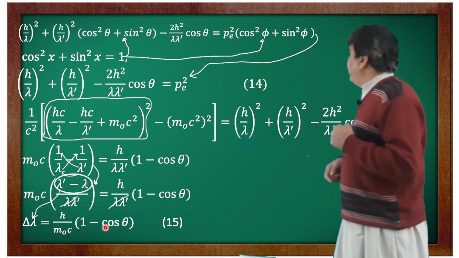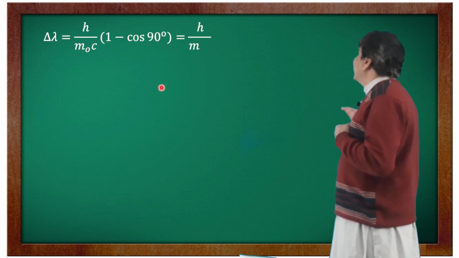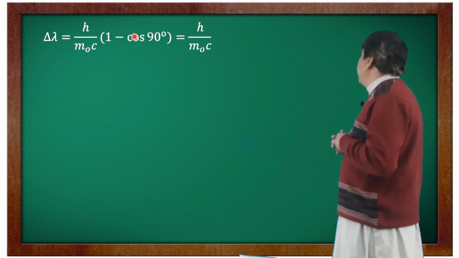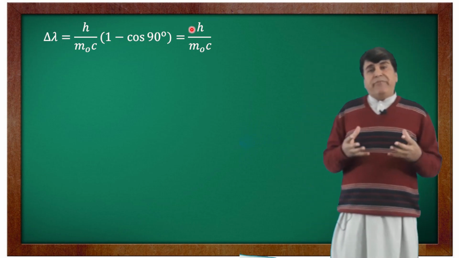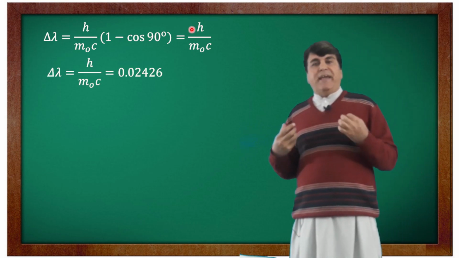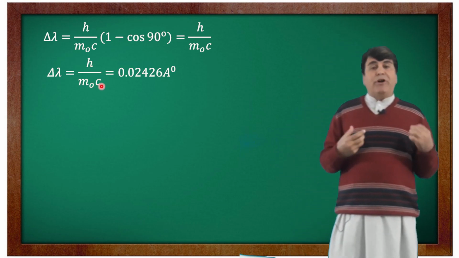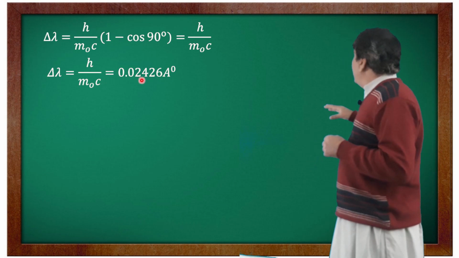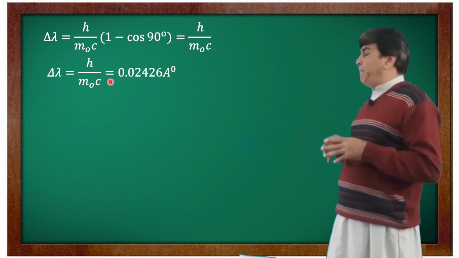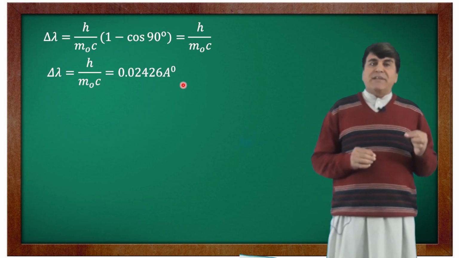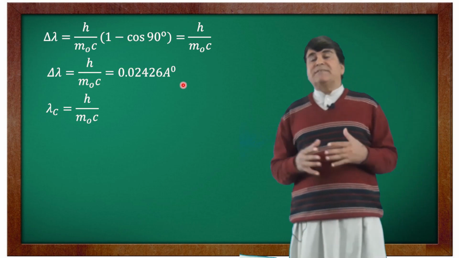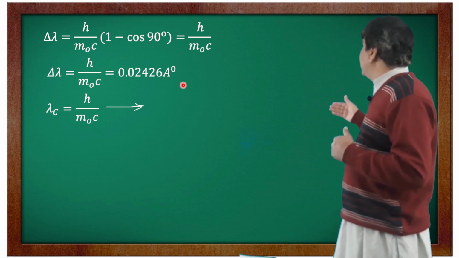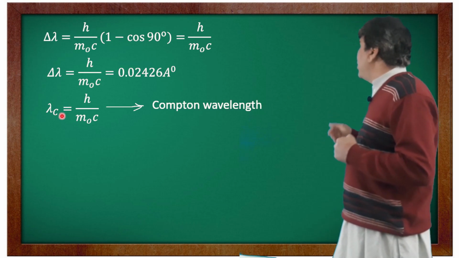Now let's see what we get. If we substitute θ equal to 90 degrees, then obviously cos θ equals 0, and we are left with h/(m₀c). And if we substitute the value of all the three constants, that is h, m₀, and c, we end up with the number 0.02426 angstrom. This value of change in wavelength is called Compton wavelength, and it is usually denoted by λ_c and is written as λ_c = h/(m₀c).